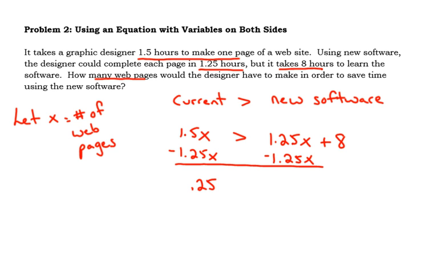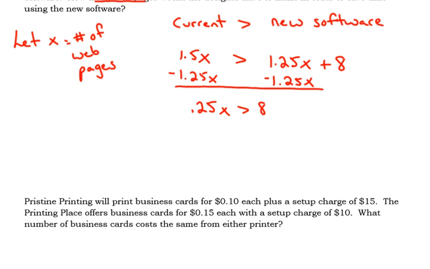When I do that, I end up with 0.25x is greater than 8, and divide by 0.25. So I end up with x is greater than 32 pages.